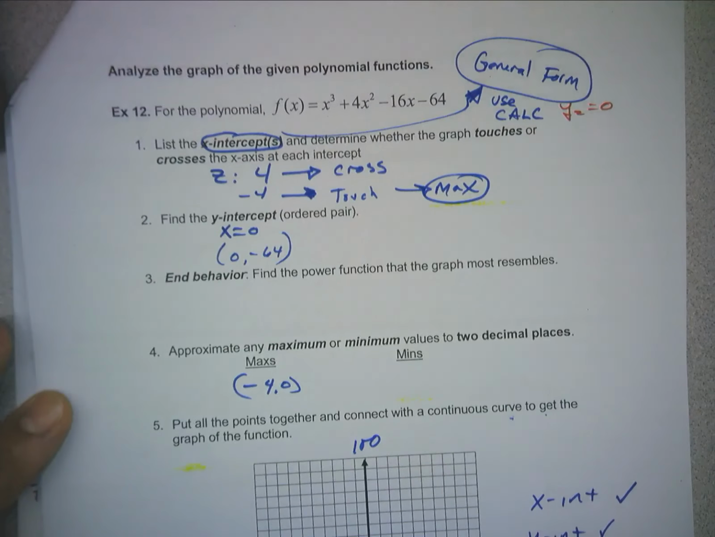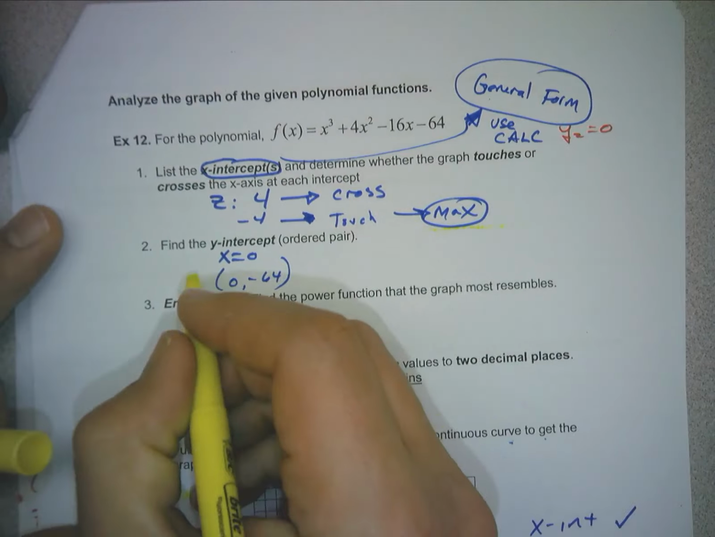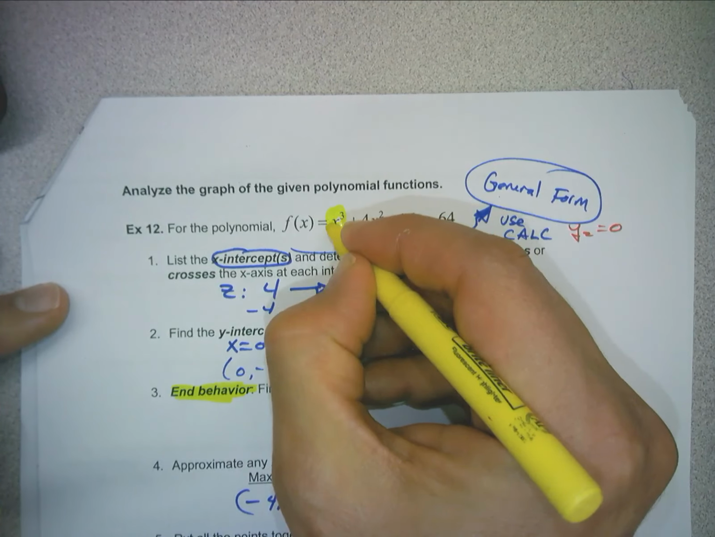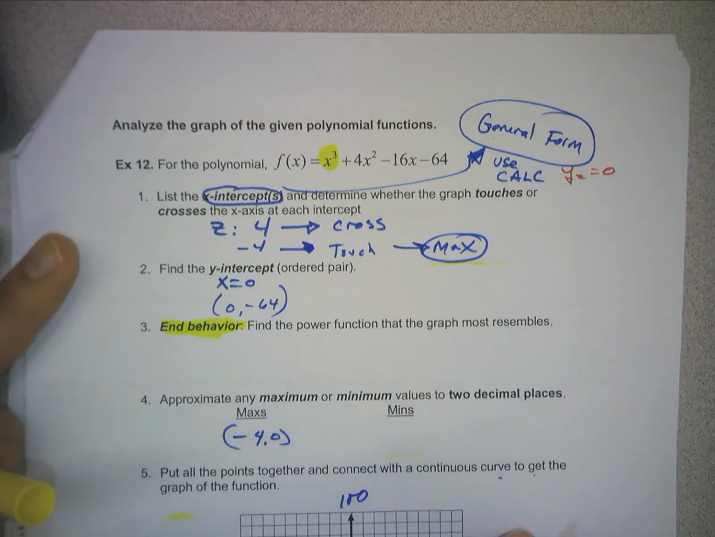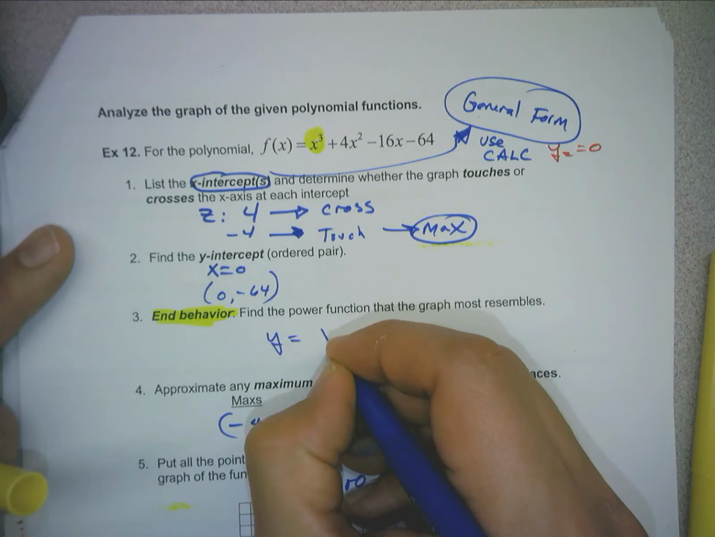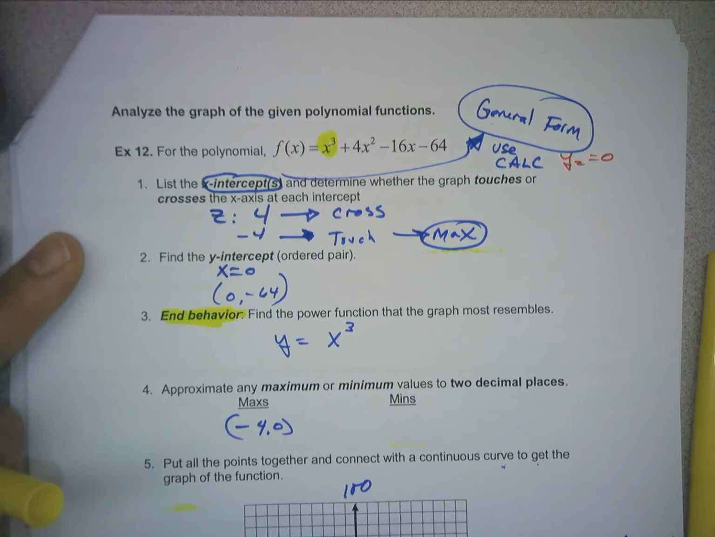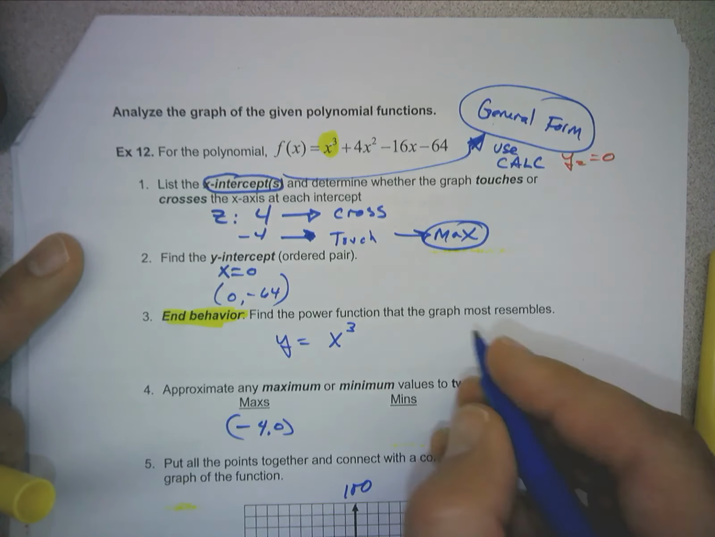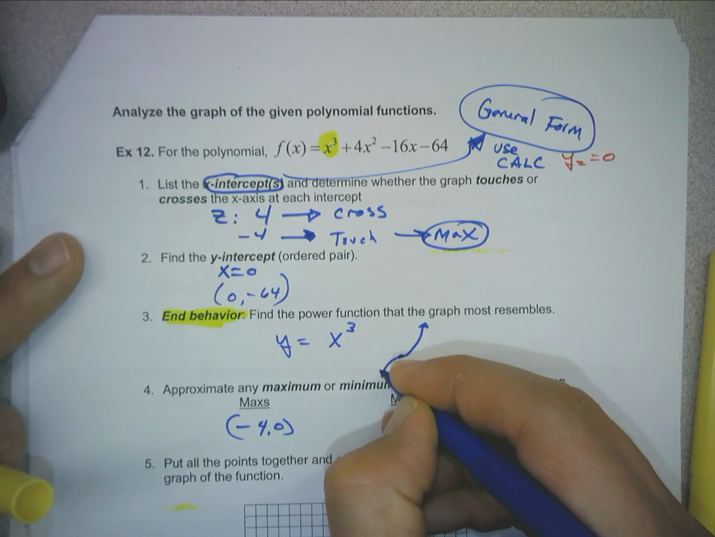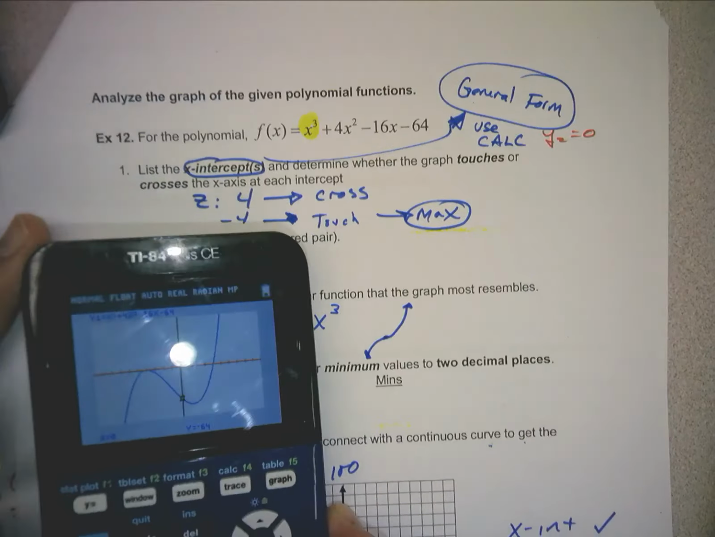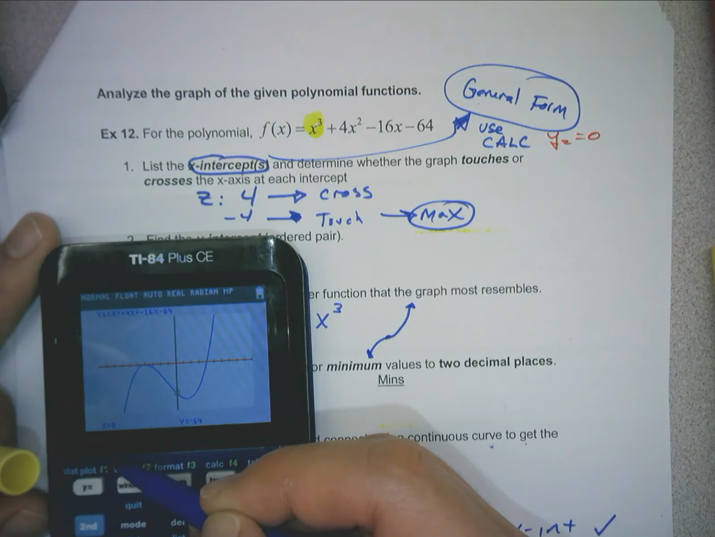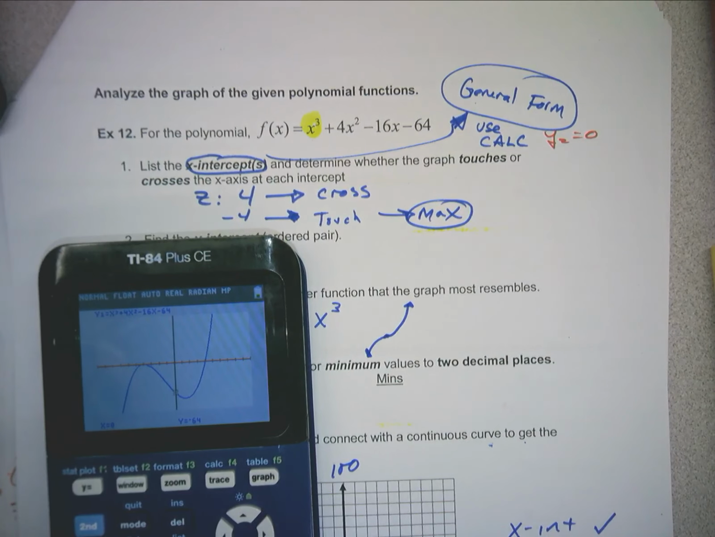Alright, end behavior. This one's already factored out. This is already in general form, so my end behavior is going to look like this power function, x cubed. If it's odd, it's an S curve, and it's positive, so it's going up to the right and down to the left. And that's what I see visually. At the ends of my graph, it's going up to the right and down to the left. That's what I see. Perfect.